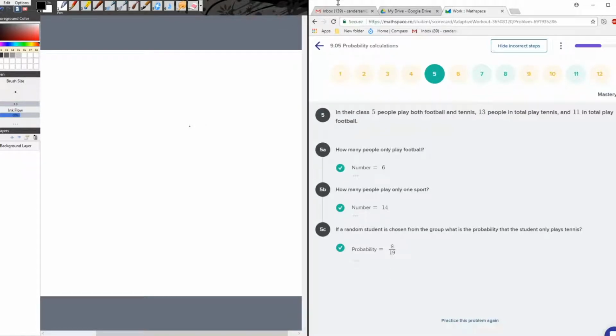Let's look at some probability calculations and how you can apply Venn diagrams and maybe two-way tables in your maths questions. So here we have a question that says, in their class, 5 people play both football and tennis, and 13 people play tennis in total, and 11 people in total play football. So we're going to draw a Venn diagram that represents this data so that we can answer the questions below.